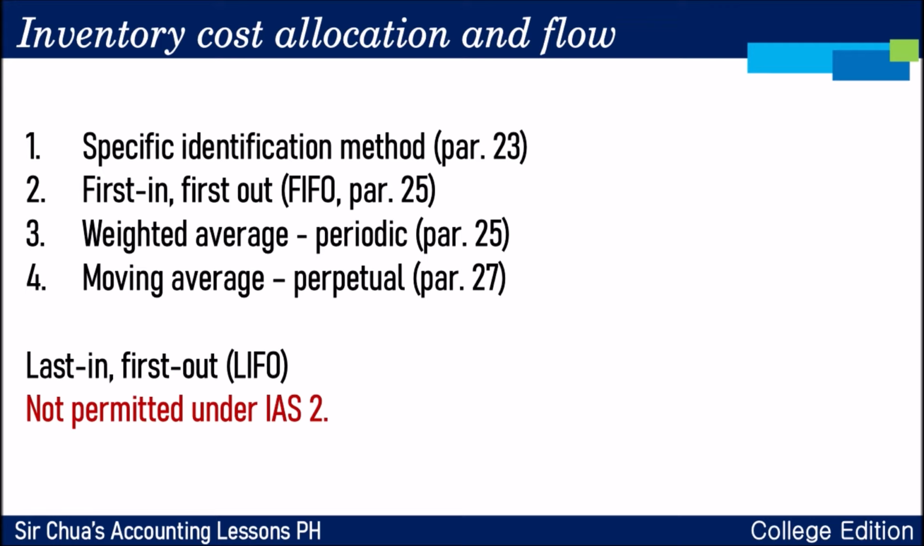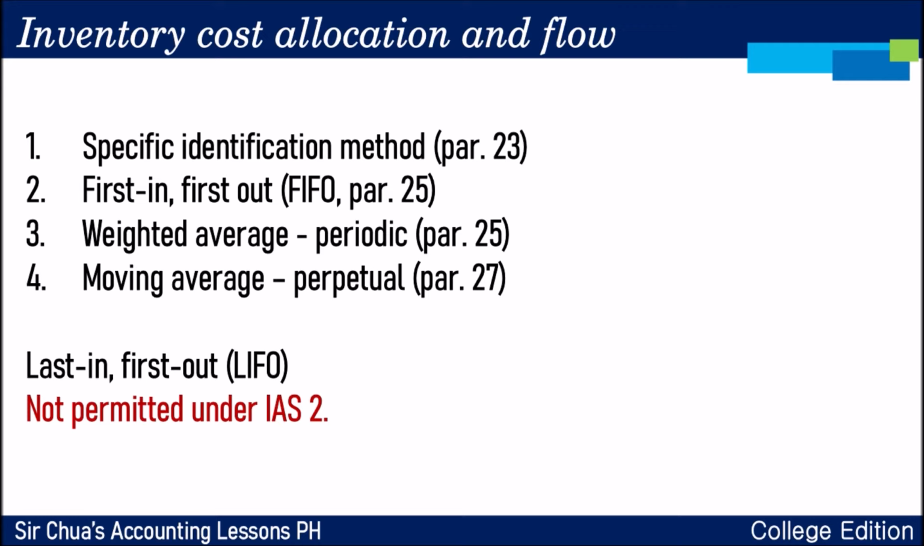We have 4. We have the specific identification method which was cited or mentioned under paragraph 23. The first in first out method under paragraph 25. The weighted average method also in paragraph 25 and the moving average method as mentioned in paragraph 27. We also have a separate video for this. It's actually the next video after this lesson. Okay? So, dun po natin pag-aaralan tong 4 na inventory cost allocation techniques.